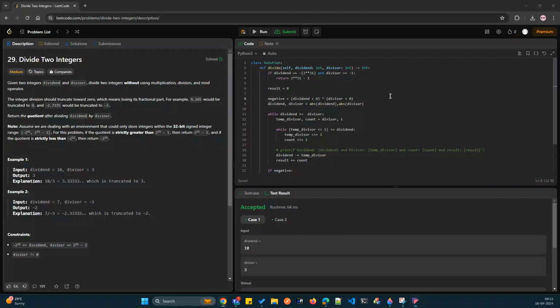Okay, so the 29th problem in LeetCode is Divide Two Integers. Basically, we'll be given two integers and we'll have to divide them and return the quotient. But the catch here is we should not be using any multiplication, division, or mod operators.